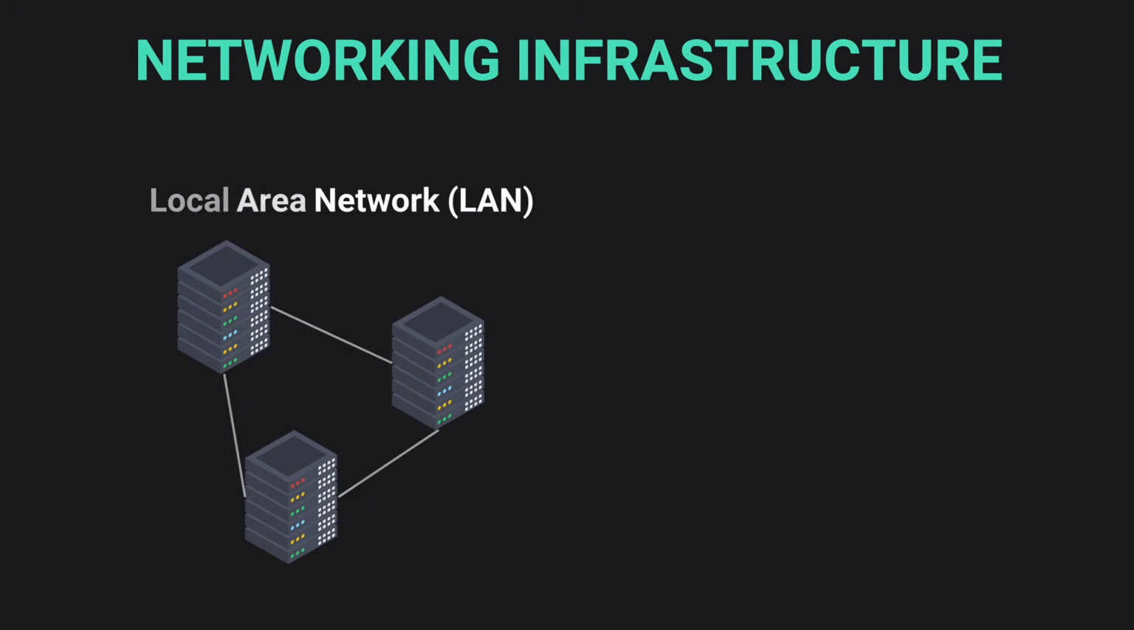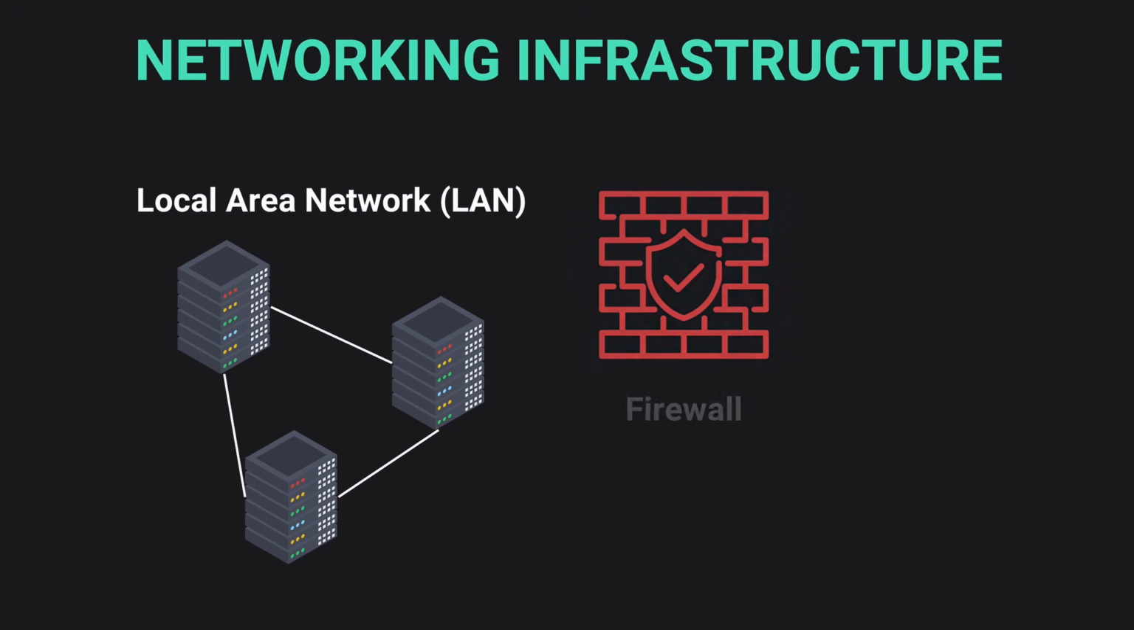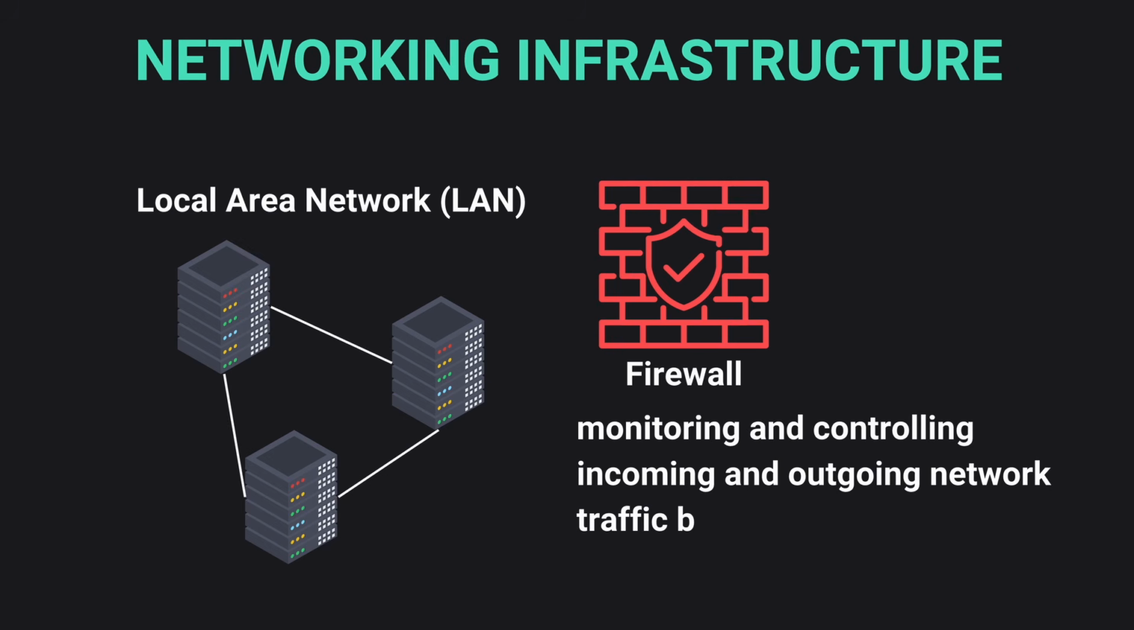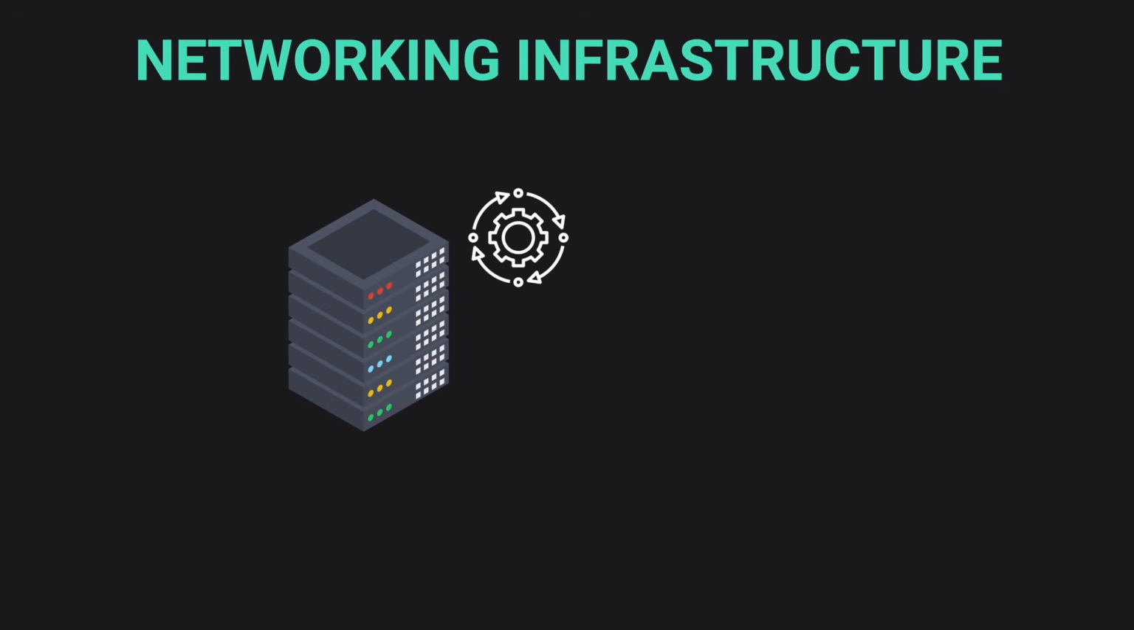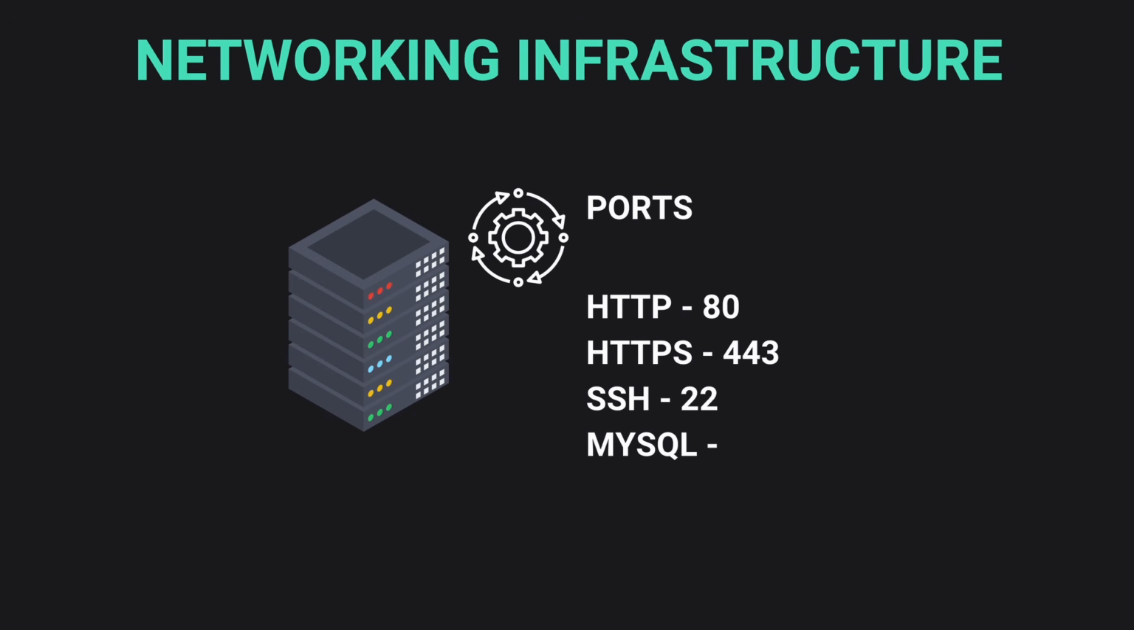And devices connected in a local area network can communicate with each other directly. And to protect these networks, we are using firewalls, which are monitoring and controlling incoming and outgoing network traffic. And within a device, specific processes or services are identified by ports, which when combined with an IP address create a unique identifier for a network service. Some ports are reserved for specific protocols like 80 for HTTP or 22 for SSH.